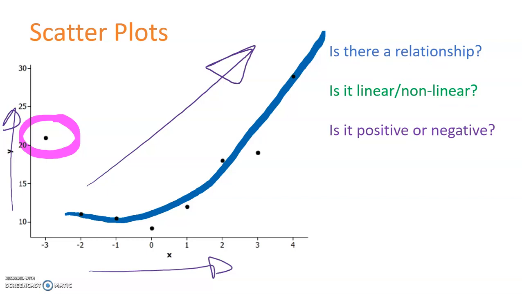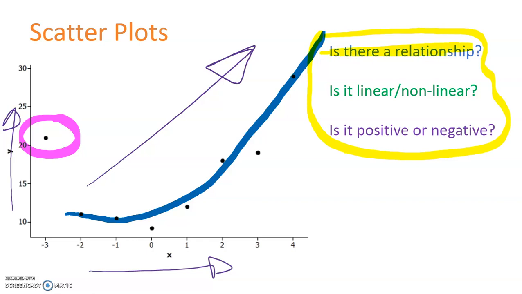So when you're presented with a scatter plot, in summary, you're going to ask yourself these three questions. If the answer to the first question here is no, then you stop. If the answer is yes, you need to determine whether it's linear or non-linear, and then whether it is positive or negative.